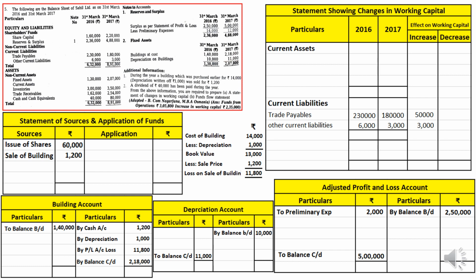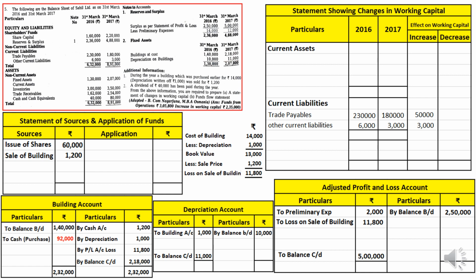Depreciation, we have already prepared the depreciation account. In depreciation account, what we will write? To building account 1,000. In building account, it is credited depreciation. In depreciation account, it will be debited as building account. Then loss on sale of asset will be written in adjusted profit and loss account 11,800 on the debit side. If it is done, then close the building account. You are getting balancing figure on the debit side, that is 92,000.